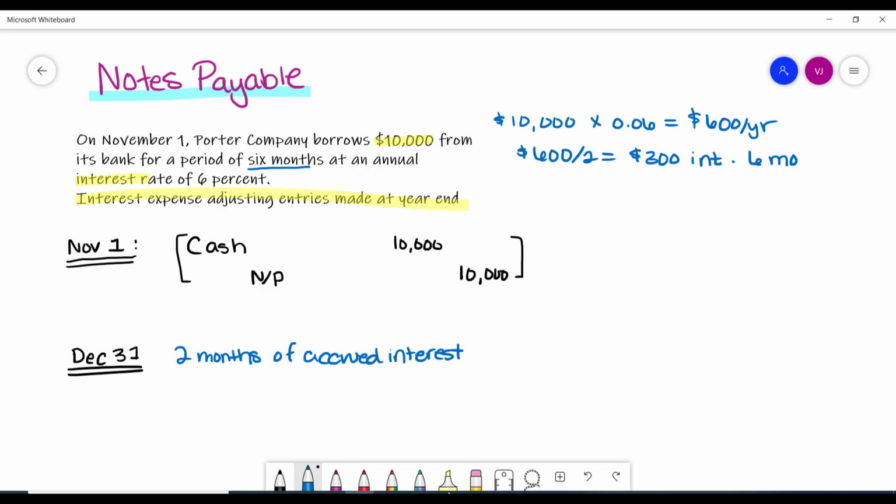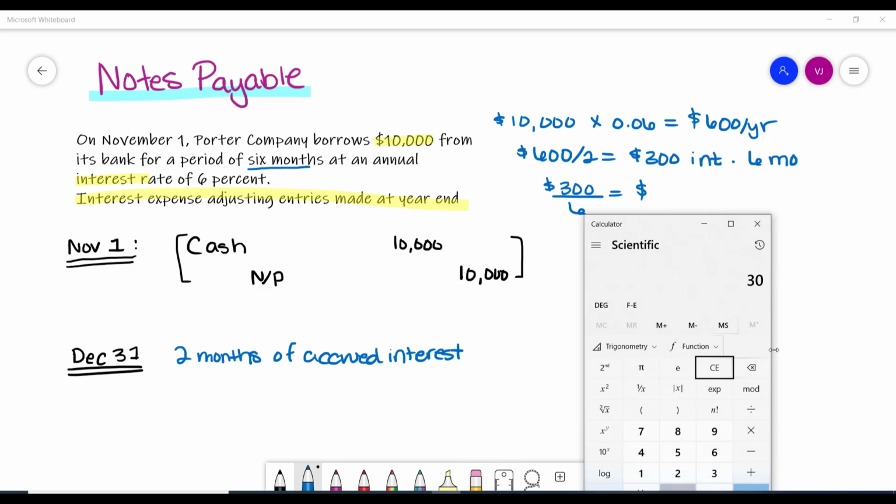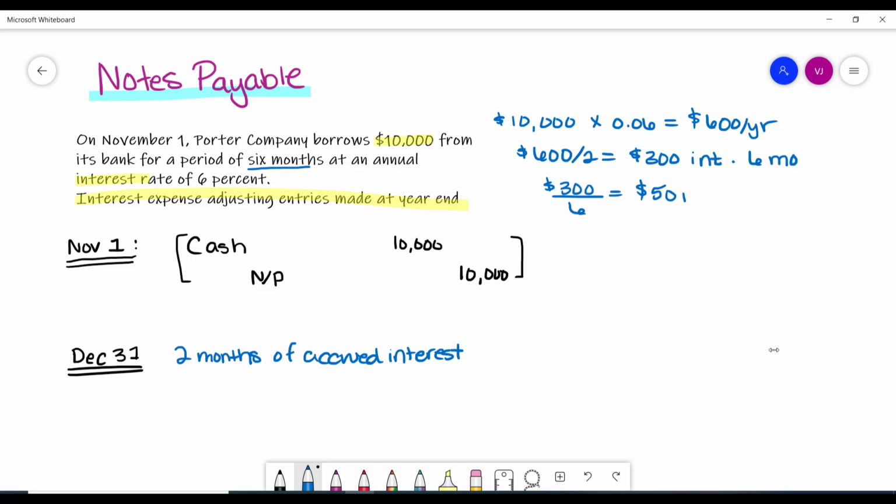Well, we already found up above what 6 months' worth of interest is, right? That's $300. Well, if we divide that by 6, we can find out what the monthly interest is. So we'll take $300 divided by 6 months. So that's $50 of interest per month. Well, if 2 months of interest would have accrued that we would be owing as of December 31st, we just take the $50, multiply that by 2, and that's $100 of interest that would have accrued.